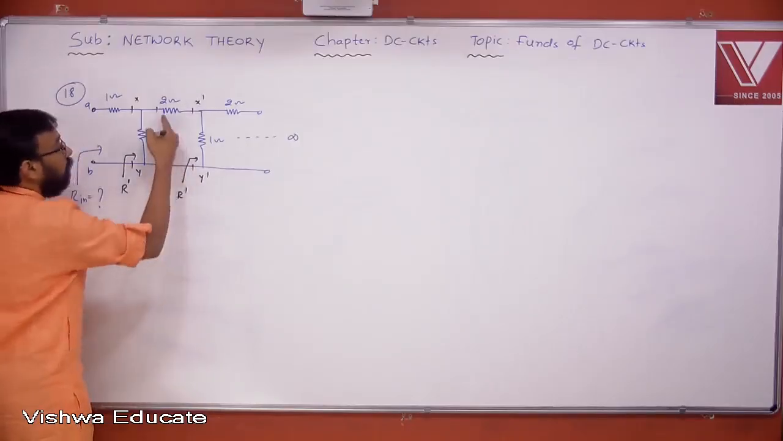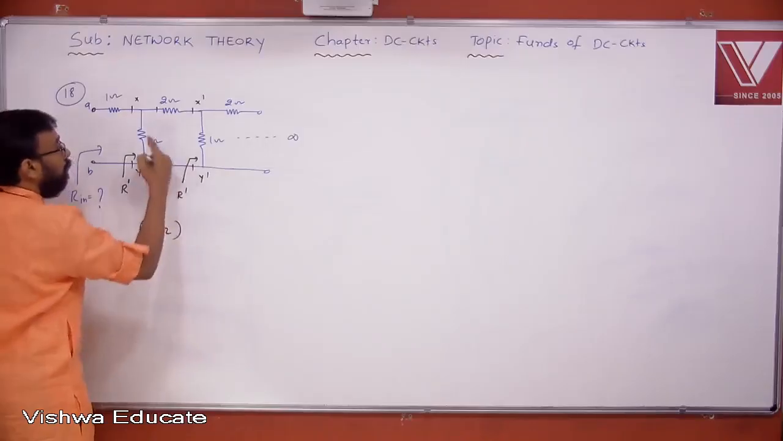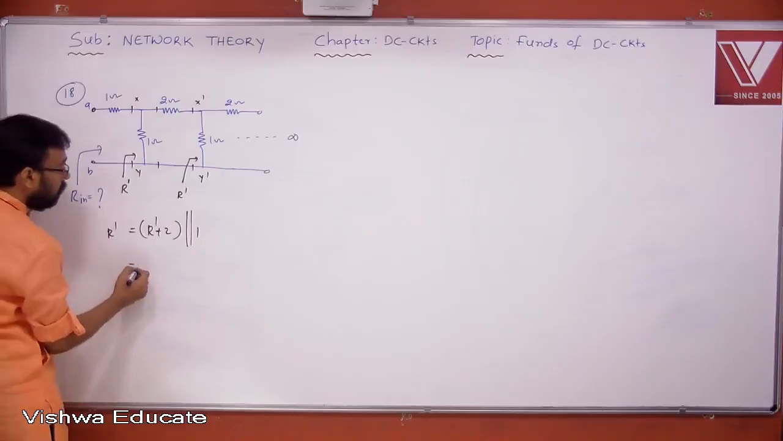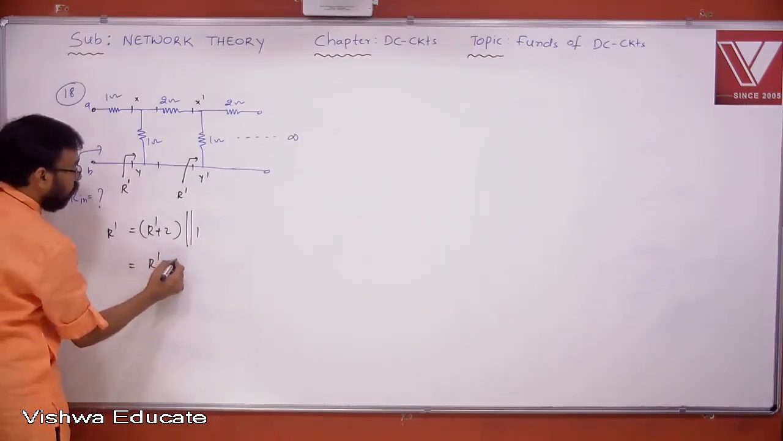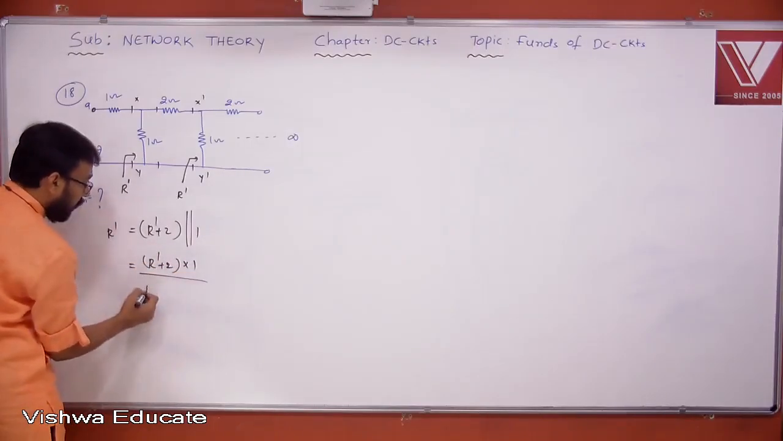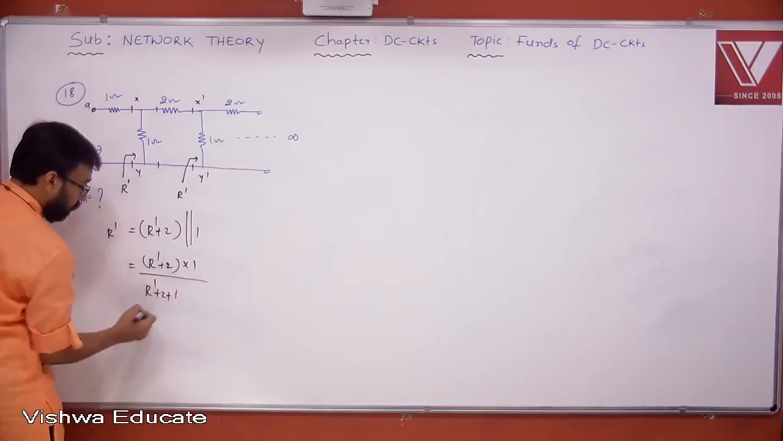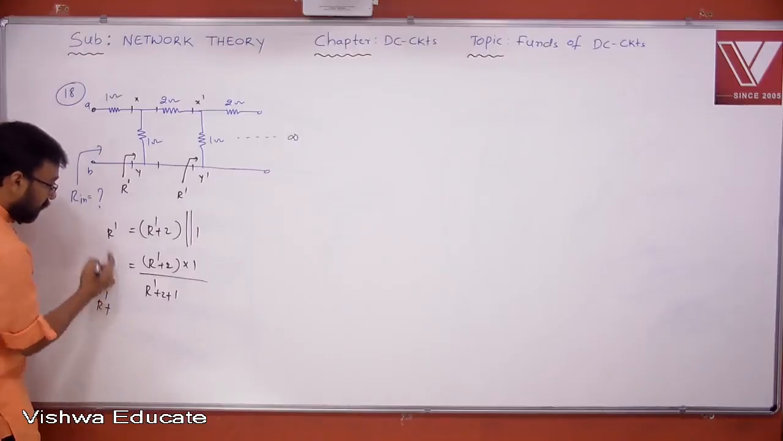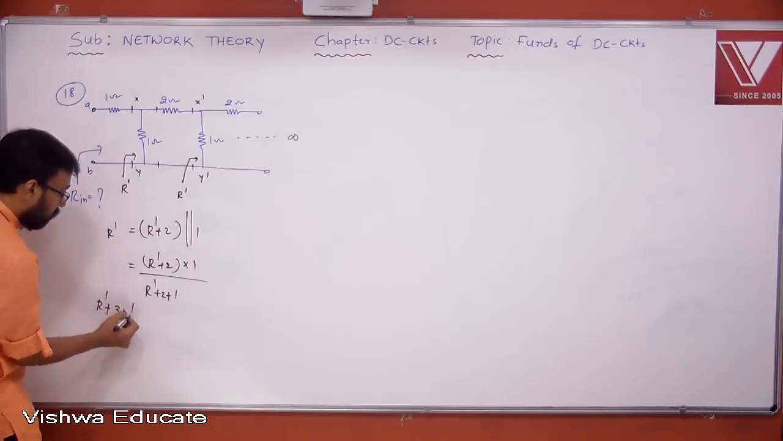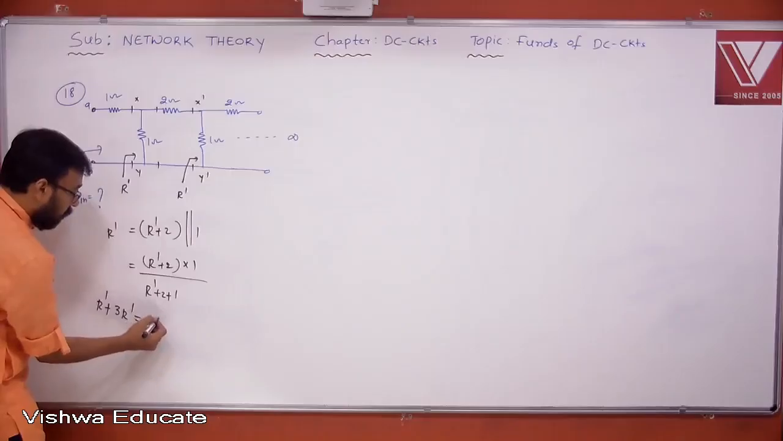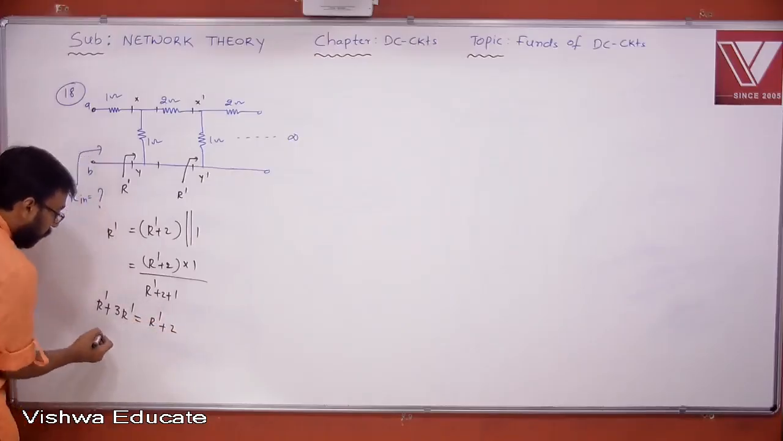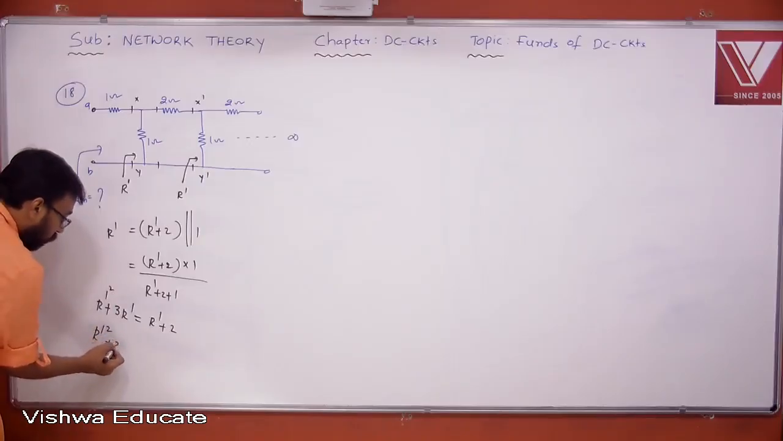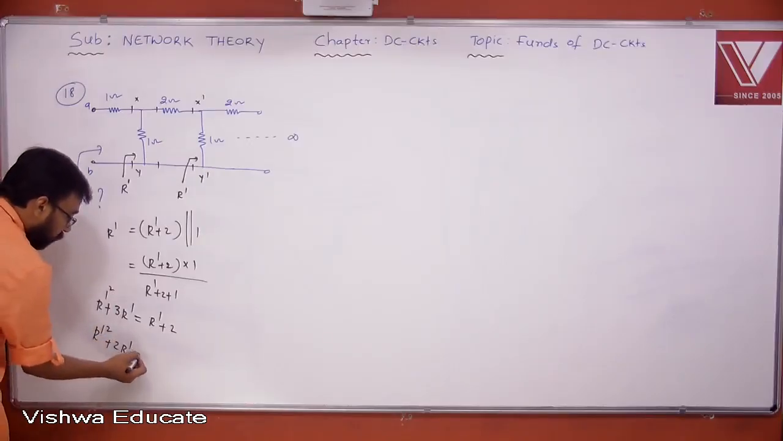Let's do that. So what is R dash here? R dash plus 2 parallel with 1 should be equal to R dash. That is R dash plus 2 into 1 by R dash plus 2 plus 1. So what do you get here? R dash square plus 3 R dash is equal to R dash plus 2. So what do you get here? R dash square plus 2 R dash minus 2 is equal to 0.